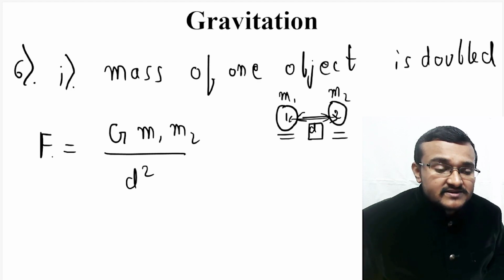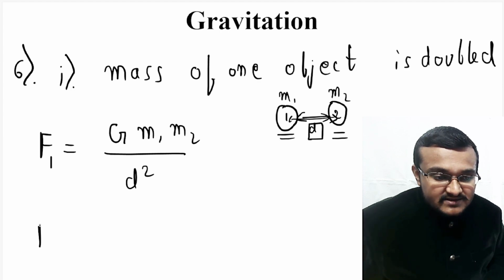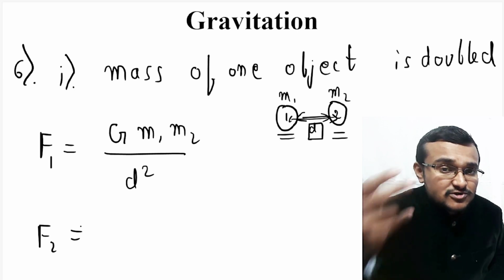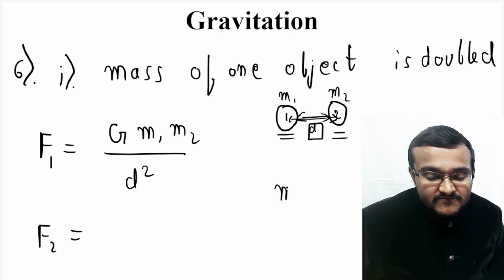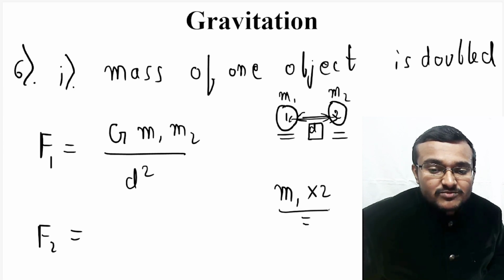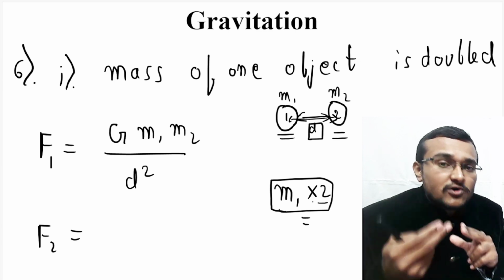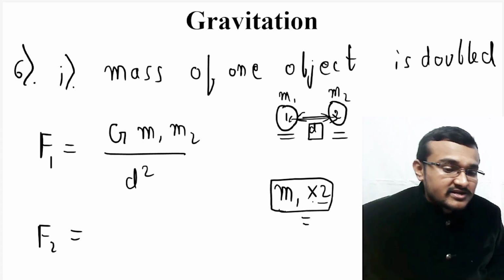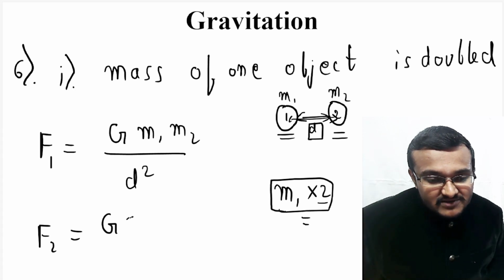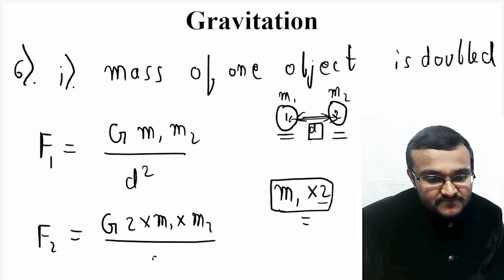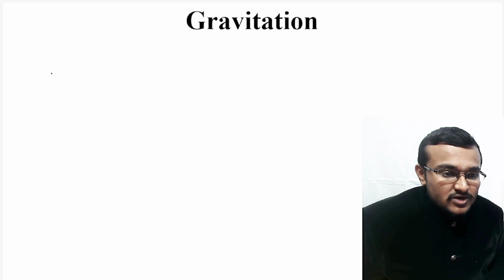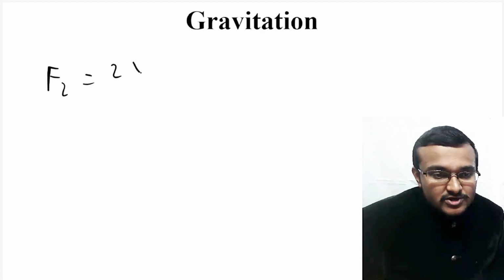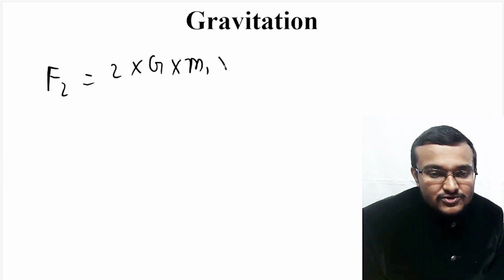So if this is the initial force, that is F1, then the final force F2 when the mass of one object is doubled. For example, if the mass of the first object is doubled, that means you have to multiply this m1 with 2, because you are increasing the mass of one object by 2 times. So the new force will be F2 is equal to 2 into G into m1 into m2.